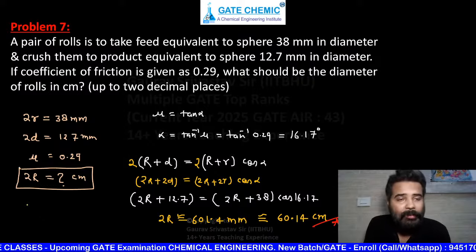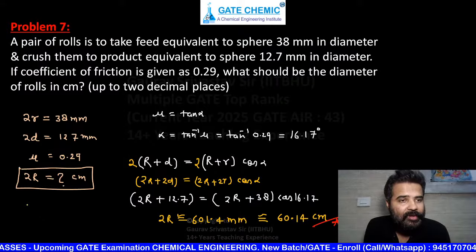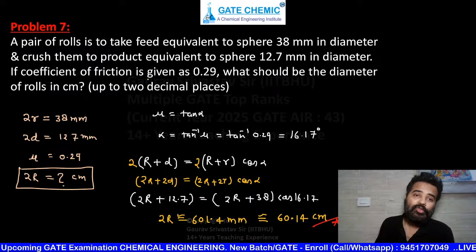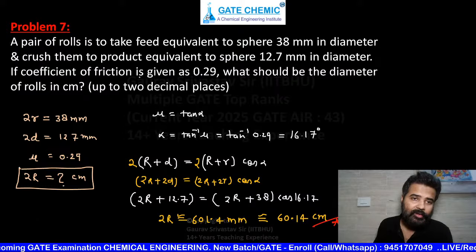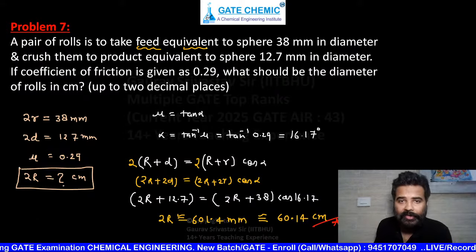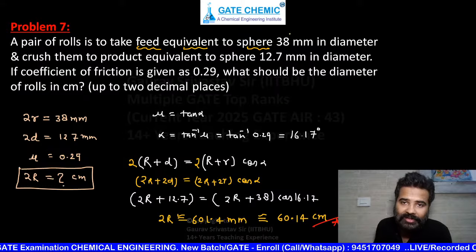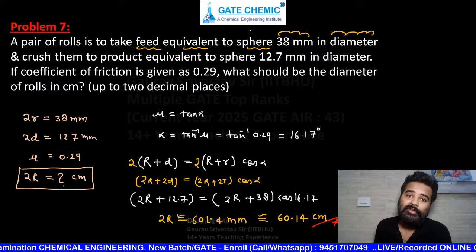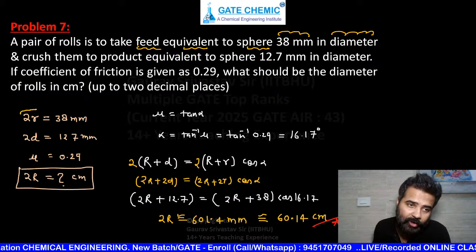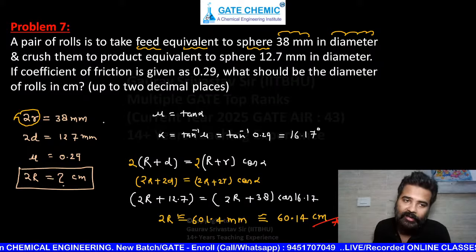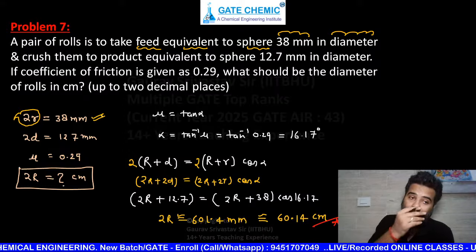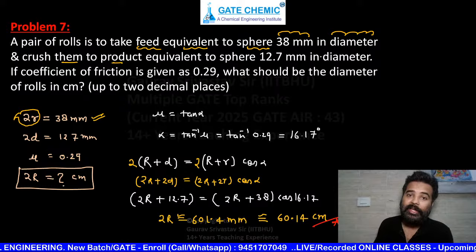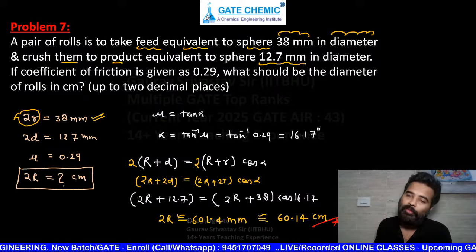So see problem number 7. A pair of rolls is to take feed equivalent to a sphere. So this is the size of feed, 38 mm in diameter. Feed radius was small r, so diameter means 2r. So see extracted data, 2r. Okay. And the second thing, crush them to product equivalent to a sphere having diameter 12.7 mm.